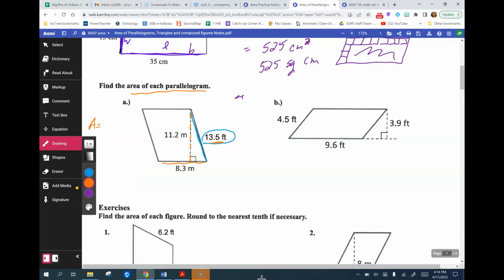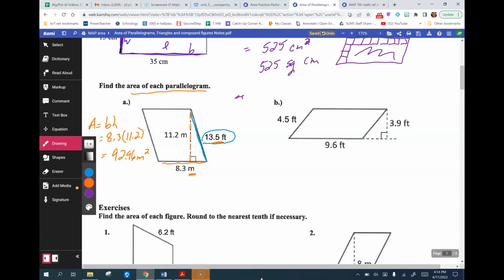So always write down the formula so you get used to it. It's base times height. Now what's my base? 8.3. What's my height? 11.2. Pull out your calculator, and we're going to take 8.3 times 11.2, and we get the answer in meters squared. Okay, we always want to label it when we're finding area.